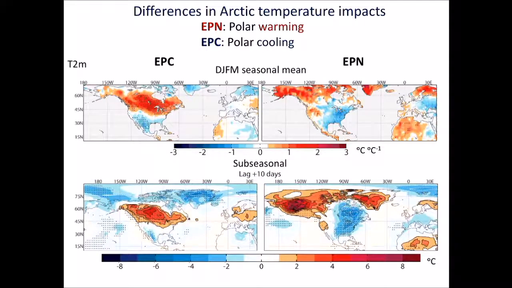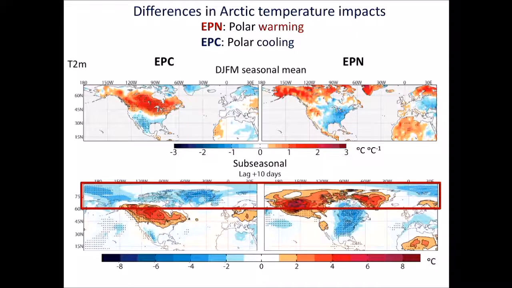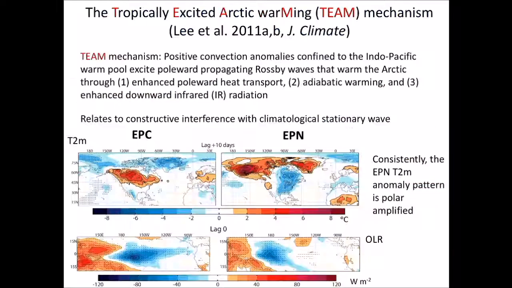And one other thing I just wanted to focus on that I thought was interesting is differences in the Arctic temperature impacts. So it appears that the non-convective eastern Pacific events are associated with polar warming, whereas the convective eastern Pacific events tend to be associated with cooling over the Arctic. So this was, I thought, an interesting contrast, as you can see clearly here.